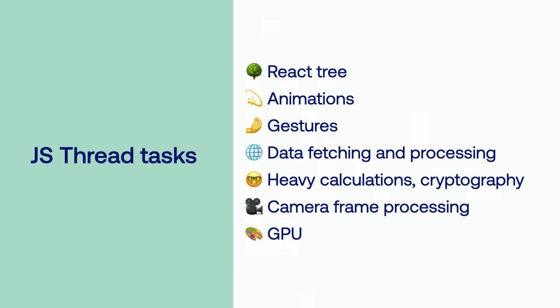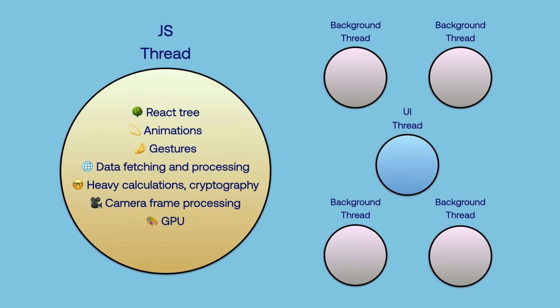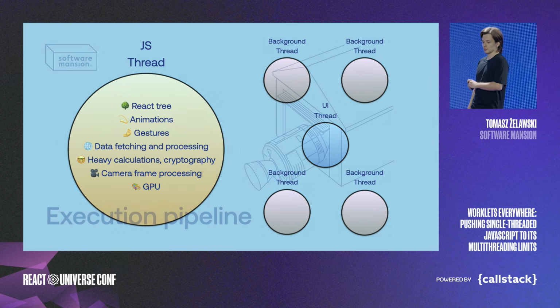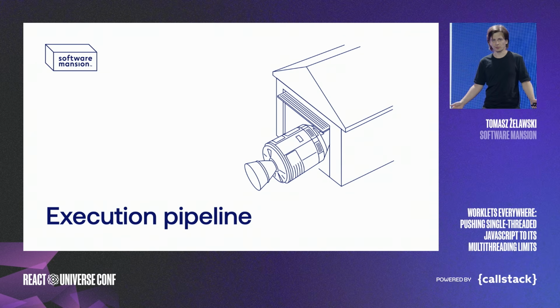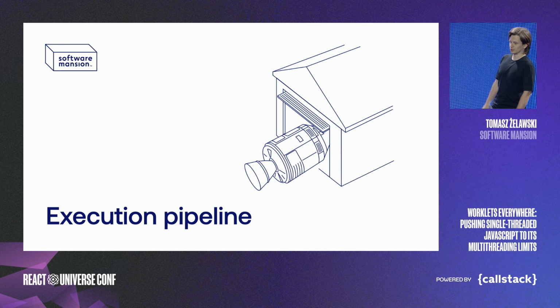And all of this is happening on the single thread. And the other cores are just sleeping. So I think it's time to wake them up. And to wake them up, we need to talk about the execution pipeline of JavaScript in React Native. Guys from Lynx already made a great introduction to this, and also I think most of the talks touched some bits of it already, so you're already familiar with it.